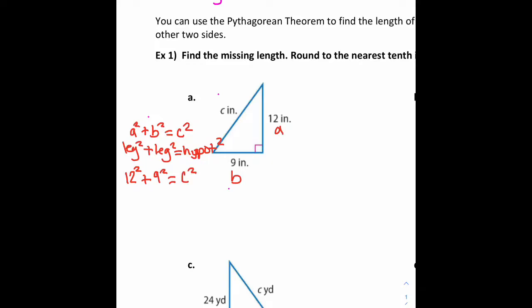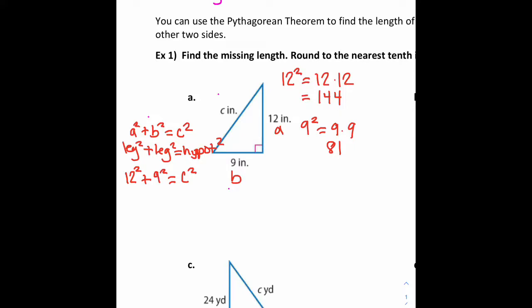12 squared, if you remember what a square is, we did this before distance learning started. If you're going to square 12, that means you're going to use 12 two times with multiplication. So 12 squared is 12 times 12. 12 times 12 is 144. Then 9 squared would be 9 times 9, which is 81. So a number squared is a number times itself.